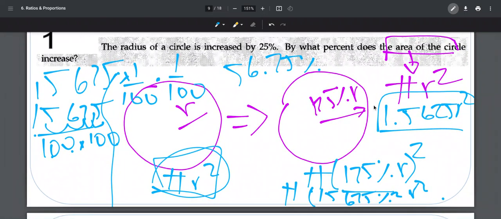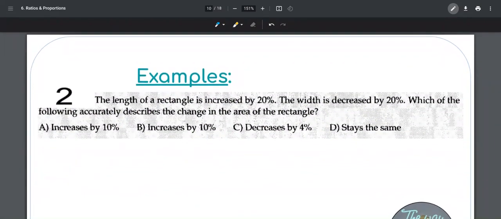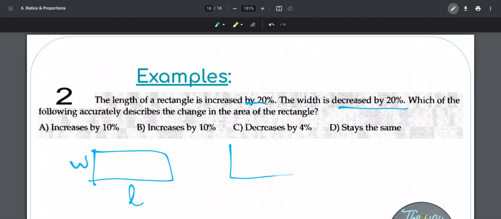We're going to do the next one. Pause the video right here, and I want you to solve this question over here. Write down the answer, and we're going to solve it. Okay, same thing or similar thing. The length of a rectangle is increased by 20% and the width is decreased by 20%. We're going to start by drawing the rectangle, right? So we have a rectangle that has a length and a width. And then we have a new rectangle that has a new length, which is increased by 20%.